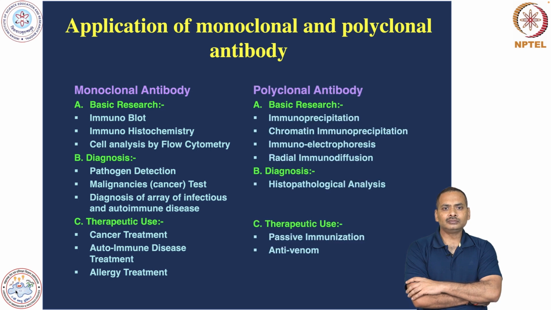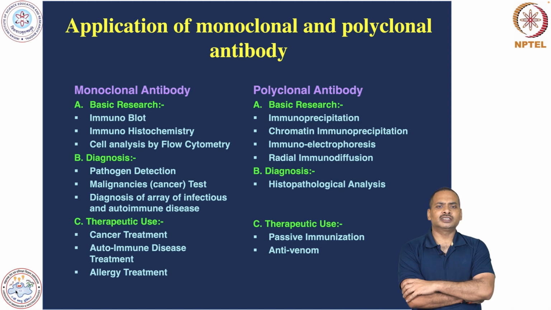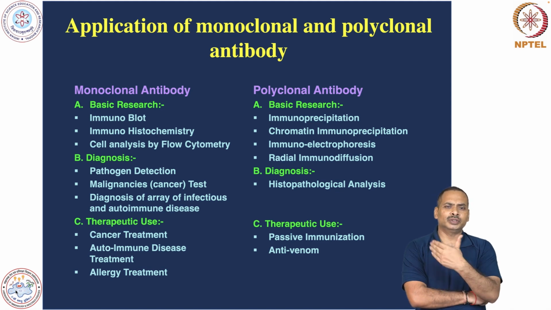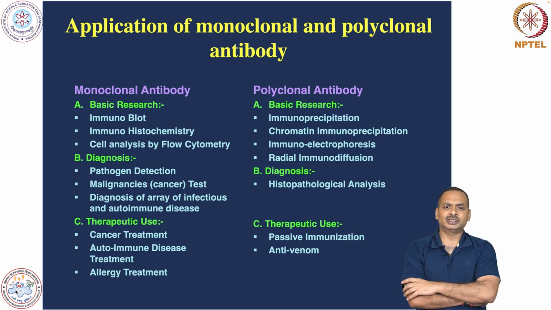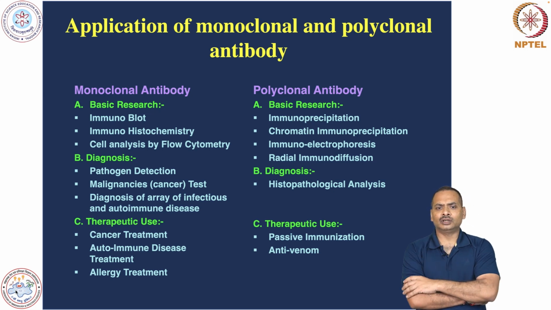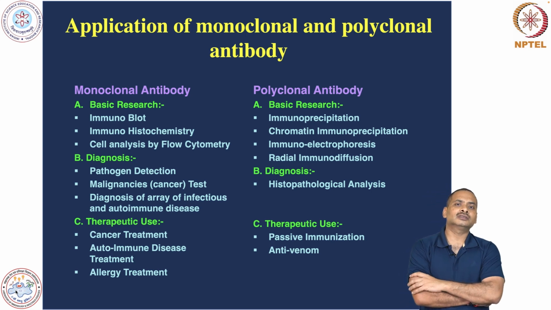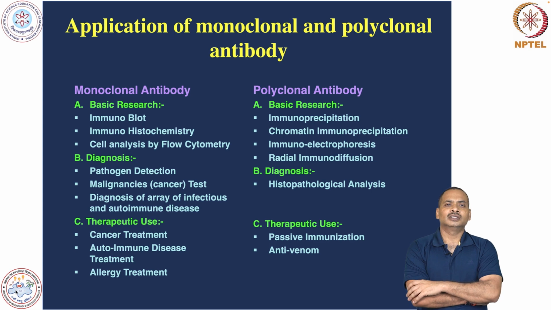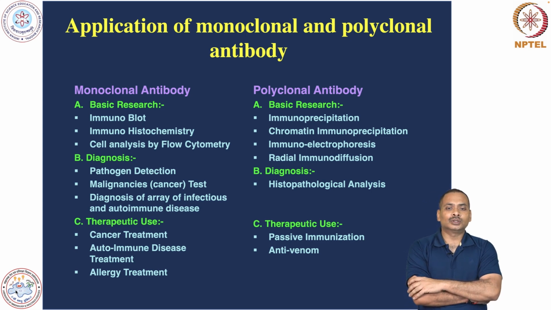This can be used for autoimmune disease treatment, allergy treatment, and so on. On the other hand, polyclonal antibody is also used in basic research, for example, doing immunoprecipitation experiments, chromatin immunoprecipitation, immunoelectrophoresis, radial immunodiffusion, and so on. It is also used in diagnosis, histopathology, and it is also used in therapeutics. One of the very good therapeutic applications is generating the anti-snake bite serum. So this is quite common.